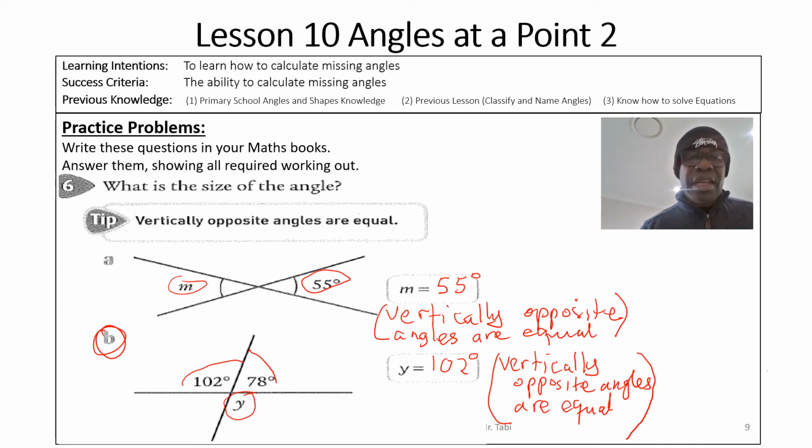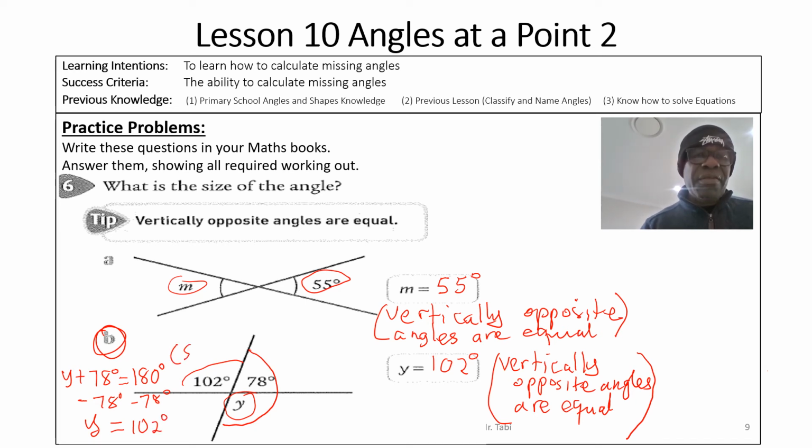used this reasoning here because this is a straight line. So you could have also said Y plus 78 equals 180 degrees. And so subtract 78 and subtract 78. You get Y to be equal to 102 degrees. Here, the reason we are using is they form a straight angle, or they are supplementary.